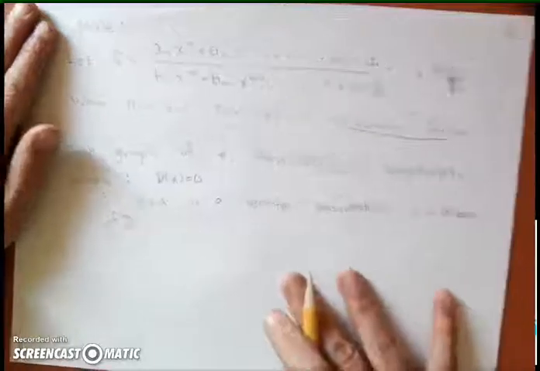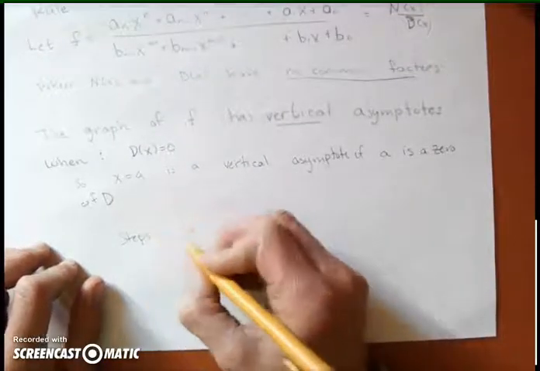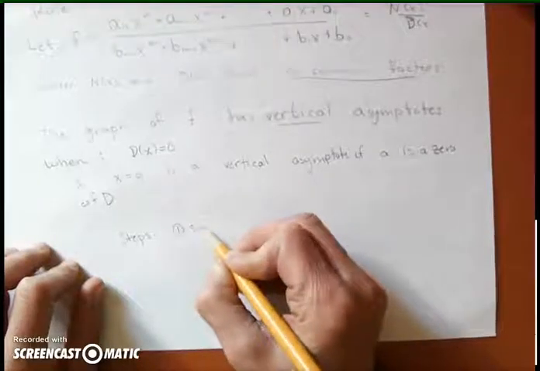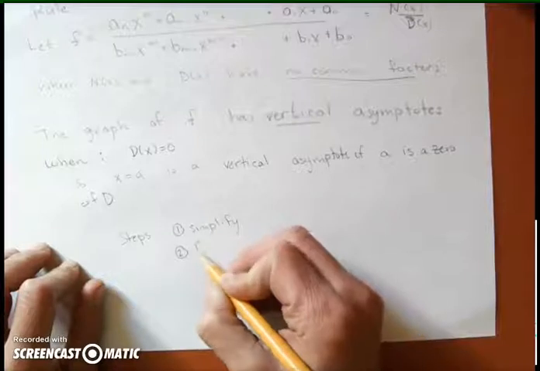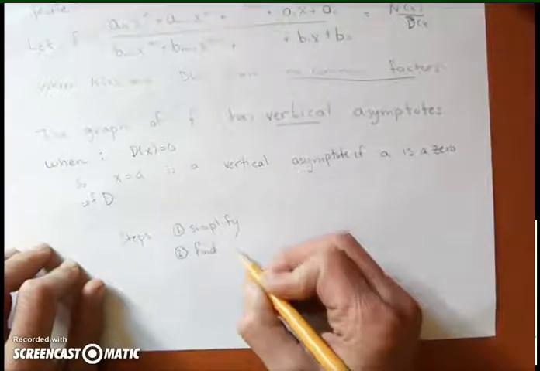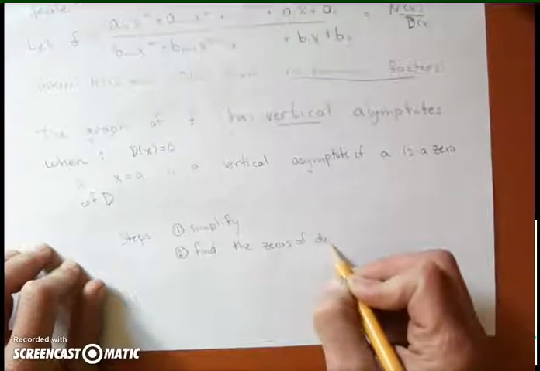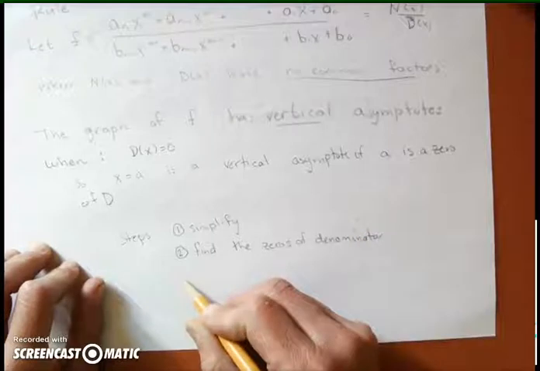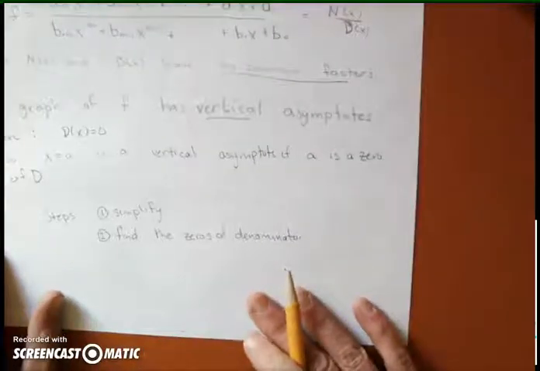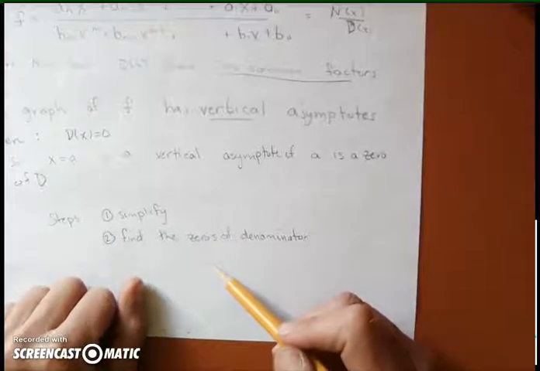So it's really not difficult to find vertical asymptotes. The steps are 1, simplify, 2, find the zeros of the denominator. So these are almost the same steps as when you're finding the domain of a function, except you have to simplify first when you're finding the asymptotes.